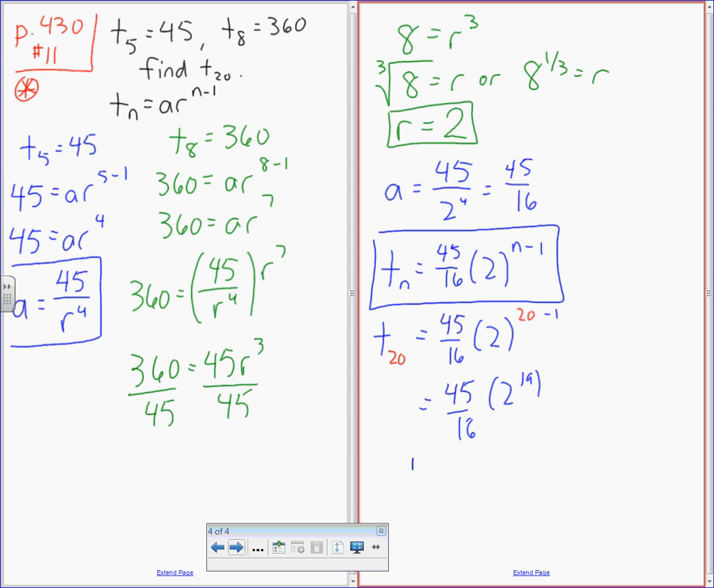Did anyone do that in their calculator and get an answer? 2 to the 19 is 524,288. Okay, so times that by 45 over 16. Let's see if you get that. It's like 1,474,560. Okay, I trust you because you have the calculator and I don't. Got the same. Does that work?